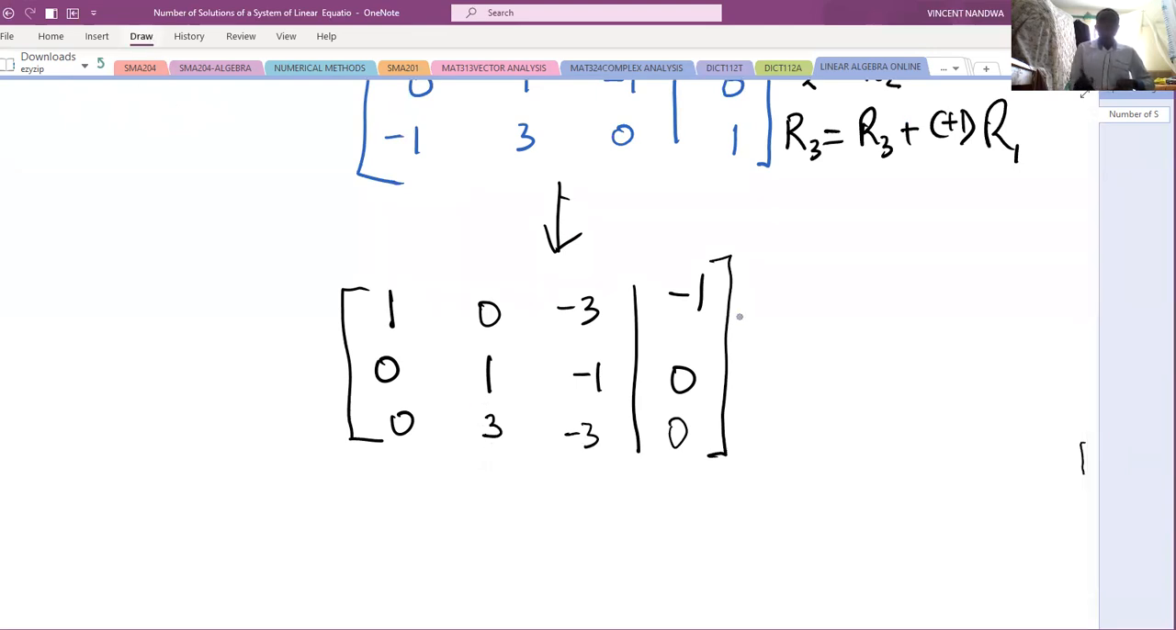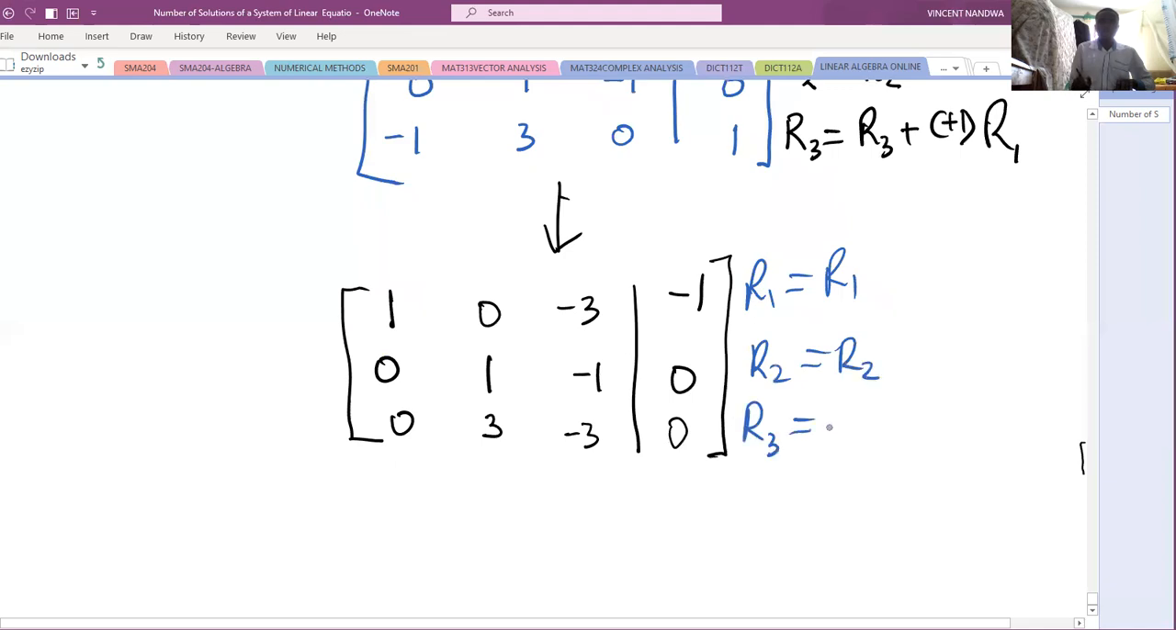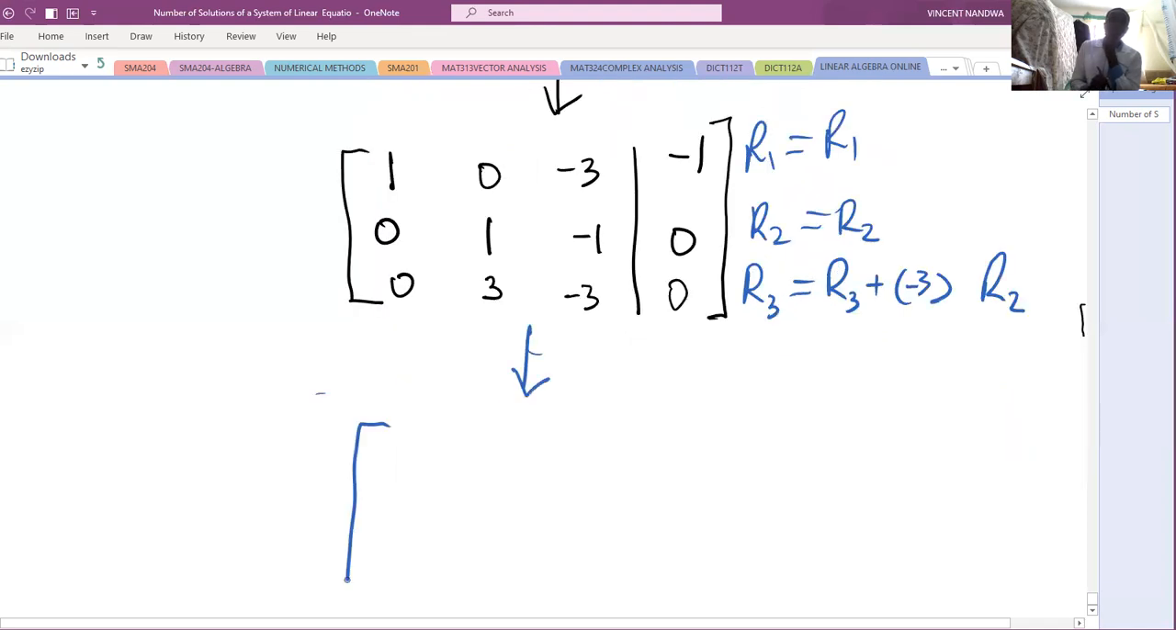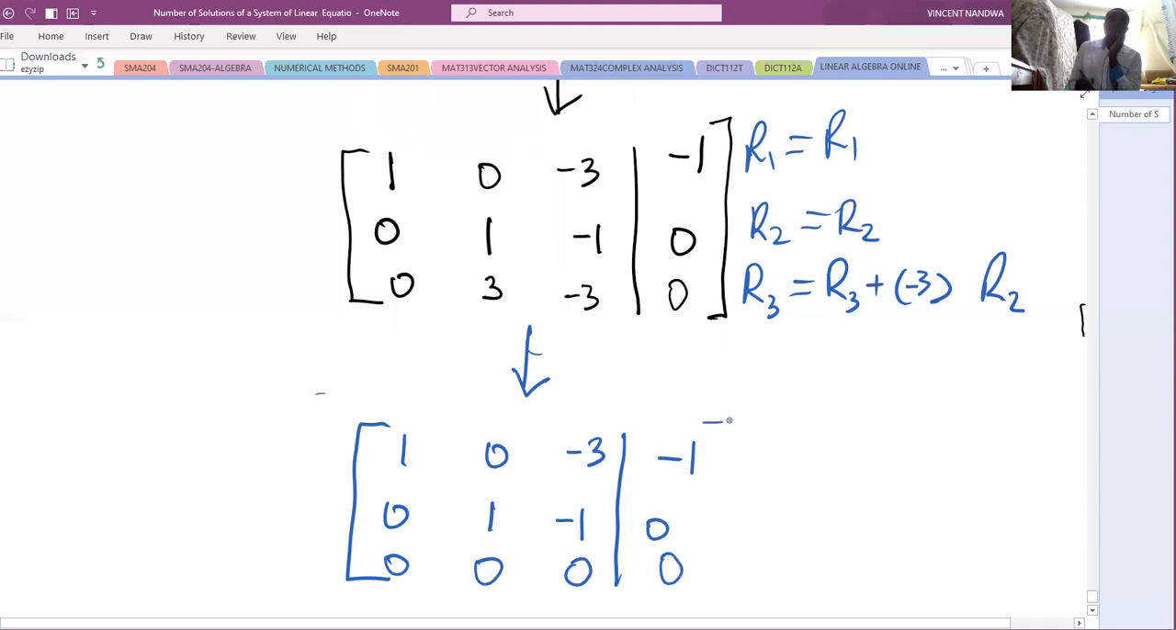Good. Now we expect this to be 0. So we say row 1 to be row 1, row 2 to be row 2, but now row 3 to be row 3 plus a constant times row 2. And what you need to multiply by 1 so that when you add to 3, you get 0 is -3. So we'll have next step 1, 0, minus 3, -1, 0, 1, minus 1, 0. So we'll have 0, and then 0 minus 3 plus -3 times -1 is 0. And then 0 plus -3 times 0 is 0. So this structure is what we call the row echelon form.